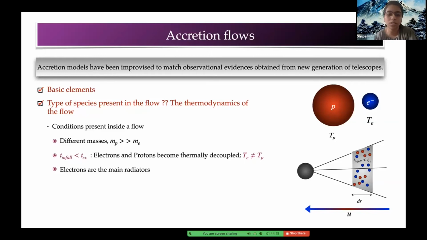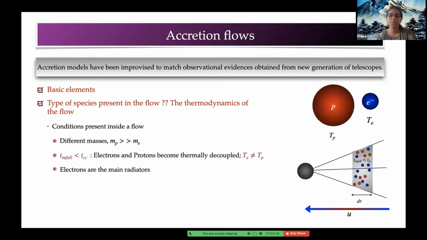The Coulomb coupling timescale means the timescale in which the electrons and protons interact and settle down into a single temperature distribution. Before that, the electrons and protons get attracted towards the central object. In other words, the electrons and protons are thermally decoupled, or the proton and electron temperatures are not the same. And the third point is that electrons are the main radiators.